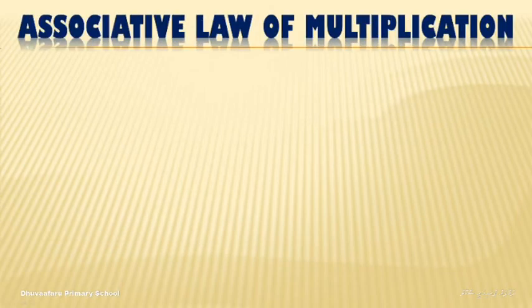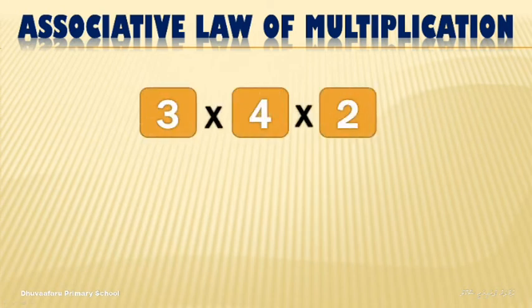Here we have an example of this concept: 3 times 4 times 2. We are multiplying 3 digits, but where should we start? We could start with 3 times 4. We could start with 4 times 2. The associative property tells us it doesn't matter.